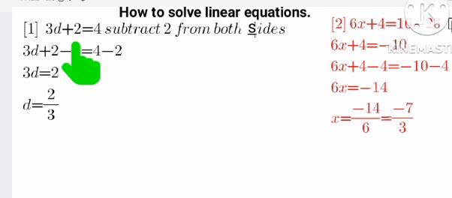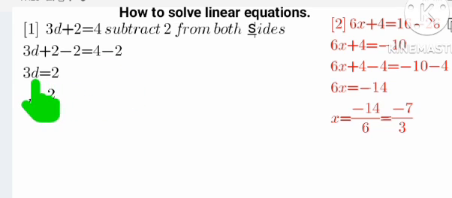Since 2 is added to this place, whatever you do to the left side of the equation, you do to the right side of the equation. So if we subtract 2 to remove the 2, then we also subtract 2 from the right side, and that's exactly what we did here. 3d plus 2 minus 2 will give you 0, because 2 minus 2 is 0, equals 4 minus 2. 4 minus 2 will give you what? 2. And then we have 3d equals 2.